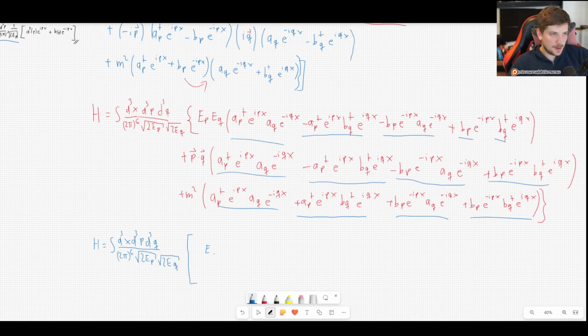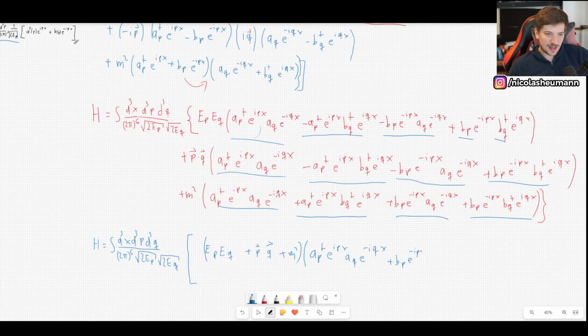So we know that E_p E_q, and p dot q and m squared, all of those terms are multiplying this plus this, right? All of those are multiplying those two quantities. So all of them multiply a_p dagger e^{ipx} a_q e^{-iqx} plus b_p e^{-ipx} b_q dagger e^{iqx}.